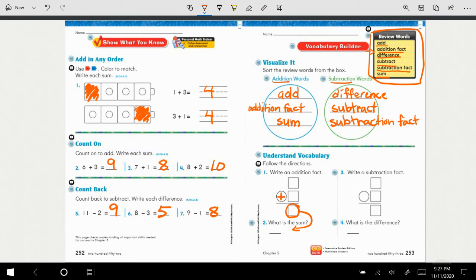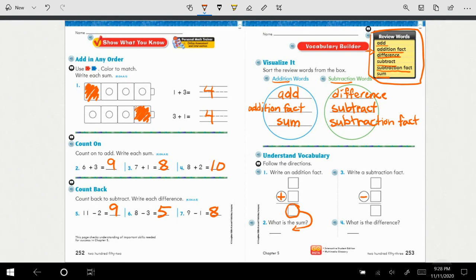Number 3, write a subtraction fact. So again, you're going to pick which numbers. What's your starting number? We're going to minus another number. So what are you starting with? What are you subtracting? And then what is left?